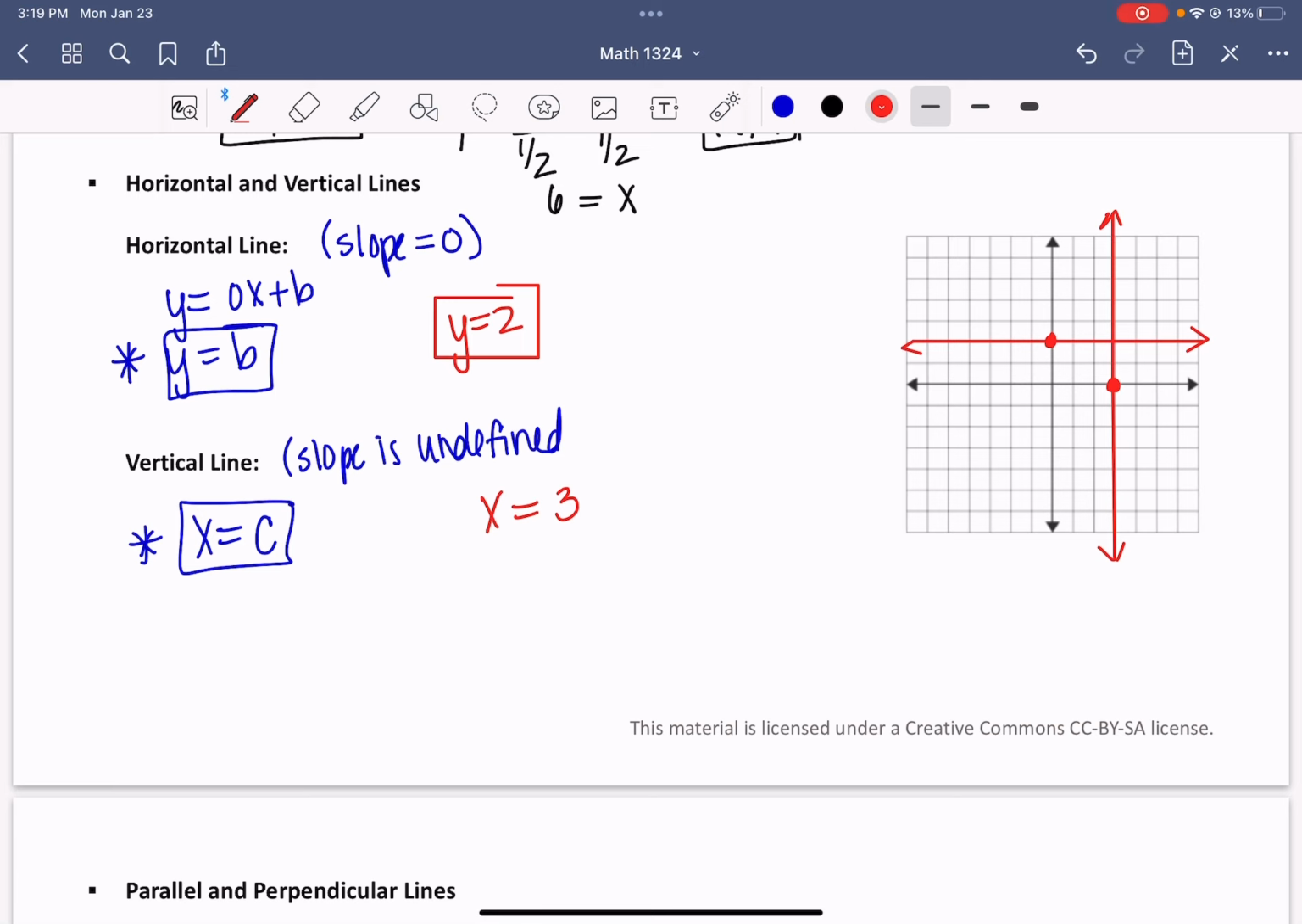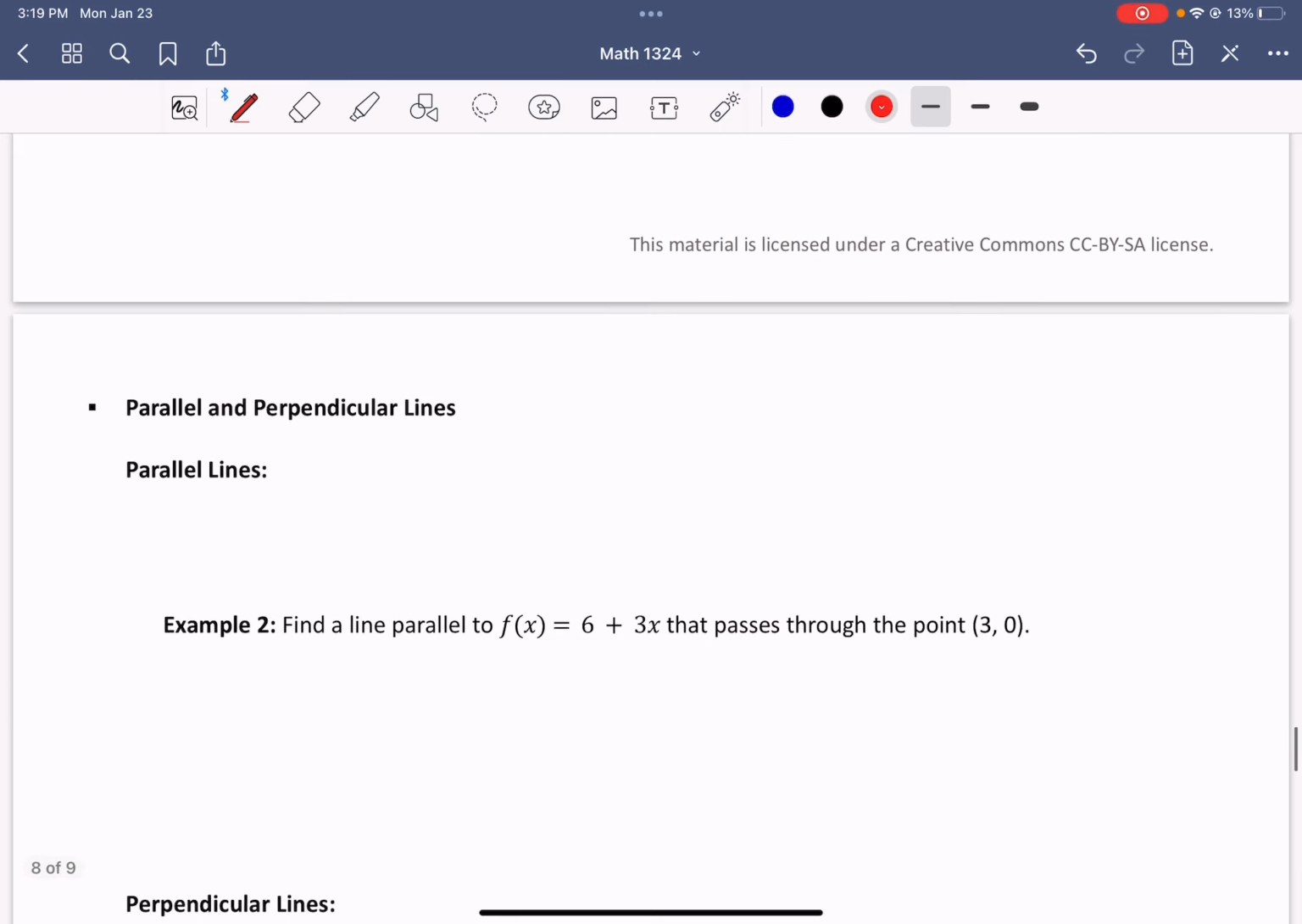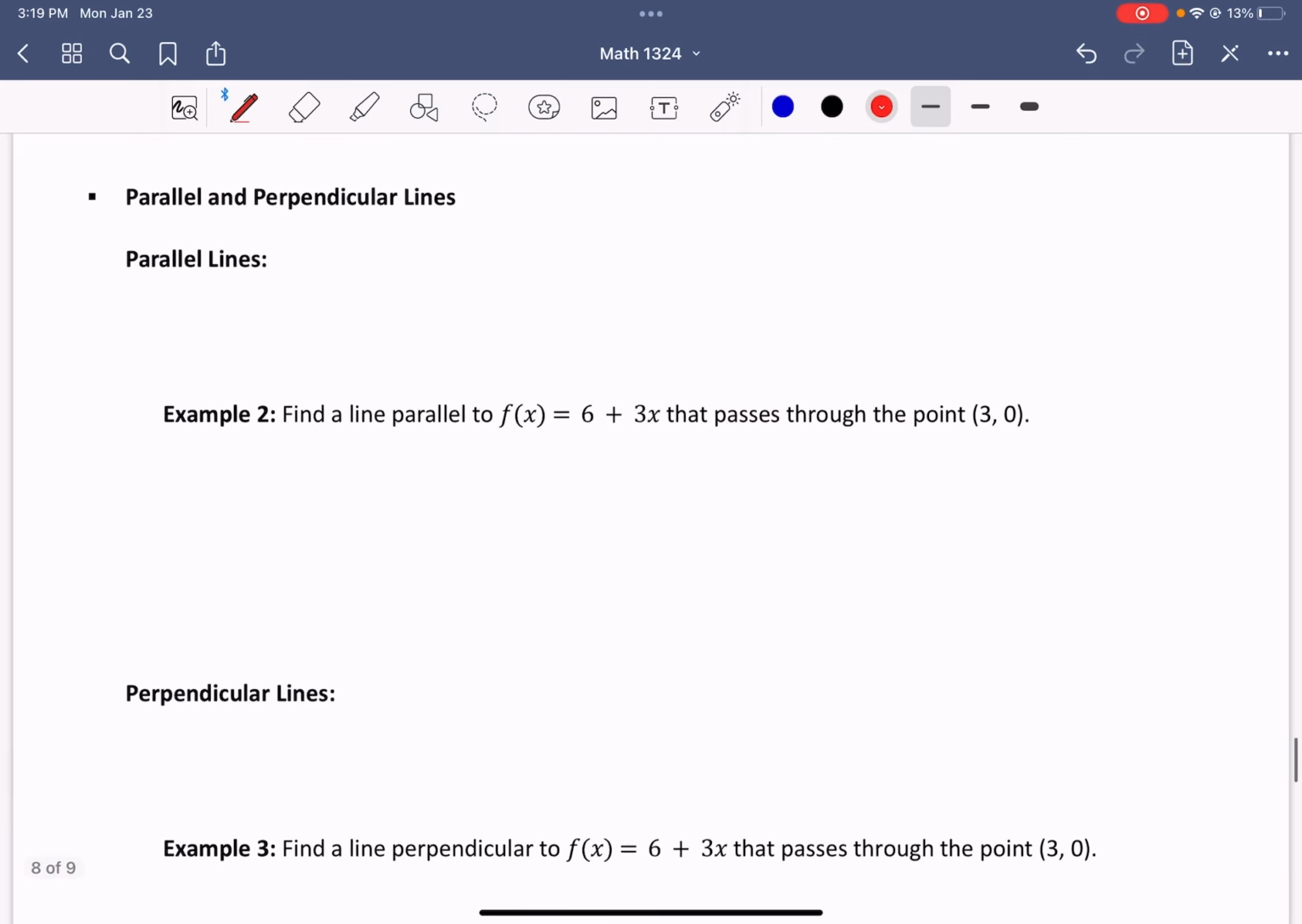And so just be careful with your horizontal and vertical lines. They do have a really quick process on how to get them, but you want to make sure you have them distinguish which one is which. Now, when we start to compare different lines, I already kind of alluded to this in that last one, we start to look at parallel and perpendicular lines. So let's just kind of outline what that means and how that can work for us.